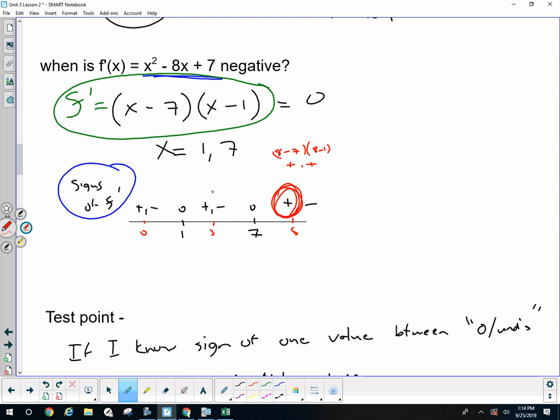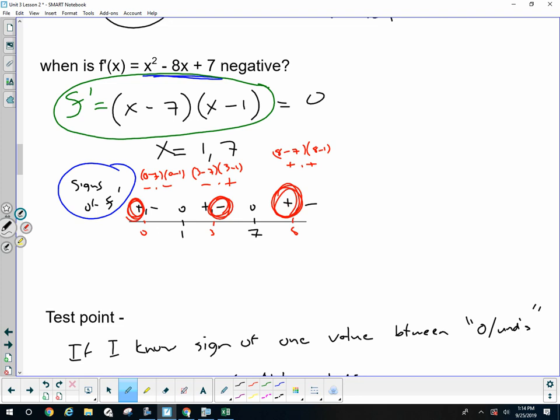If I plug in 3, okay, 3 minus 7, 3 minus 1, that's a negative times a positive. I won't really do this, I'll just do this in the future. I know that I have negative values everywhere between 1 and 7. To the left of 1, 1 minus 7, 0 minus 7, 0 minus 1, that's a negative times a negative, positive.